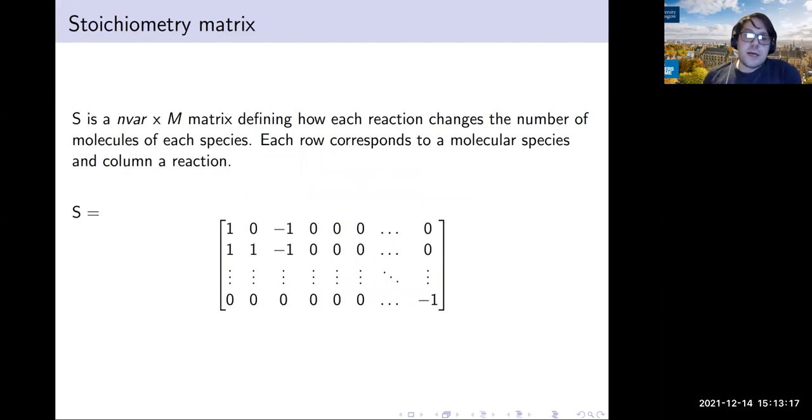As I said, the Sj's we're going to define for each of our M different rates. And this is an example of a stoichiometry matrix where each of the Sj's correspond to the columns of that matrix and determine exactly how each of those reactions changes the state vector. And in the types of systems we're looking at, they'll generally correspond to +1.